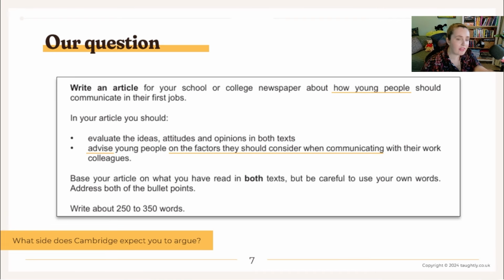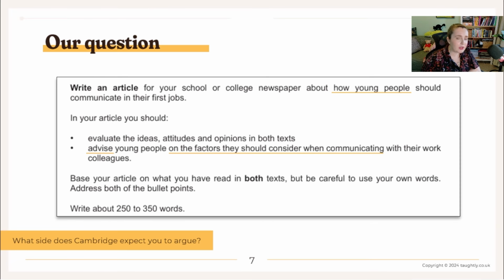Okay, so we haven't read the text yet, but we are writing for a school or college newspaper. So our audience is younger people, and we're trying to give them advice on how to speak in their first jobs. Are we going to be telling them that the way they speak is rubbish and terrible and completely wrong? Likely not. Just consider that. Advise them, so we're giving them advice. What should they consider? What should they do? What should they not do? On the different factors, the different elements that they should consider when communicating with their work colleagues.